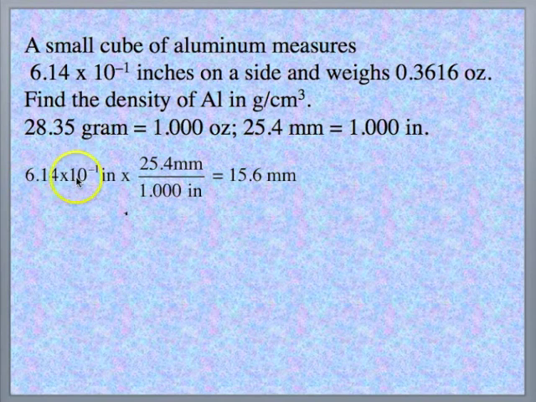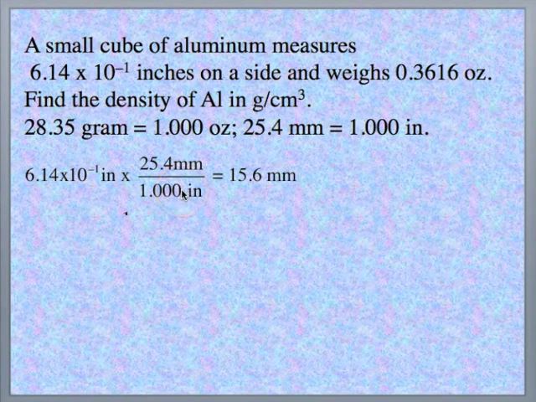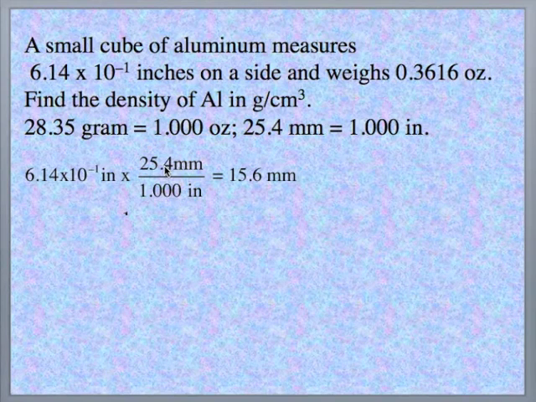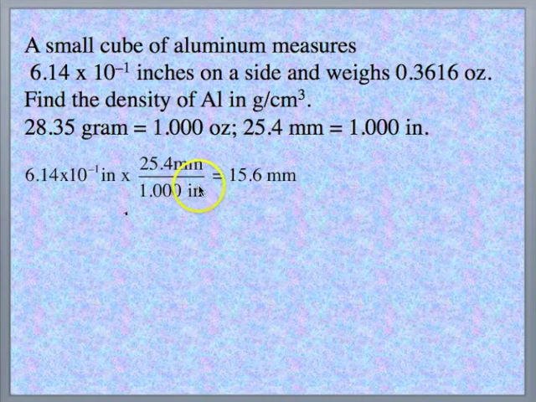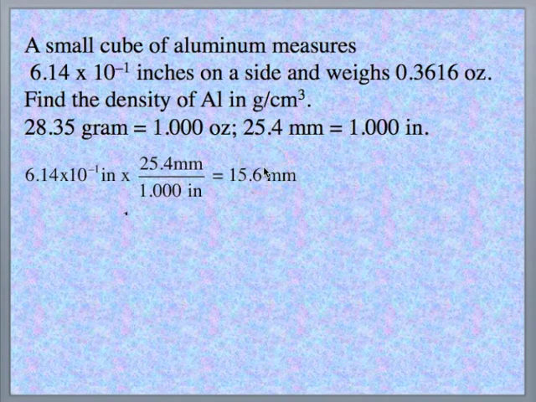So we have 0.614 inches, 1 inch on the bottom, so inches will cancel out, 25.4 millimeters in the numerator. When we multiply, inches cancel, and we're left with 15.6 millimeters. But that's still not centimeters.